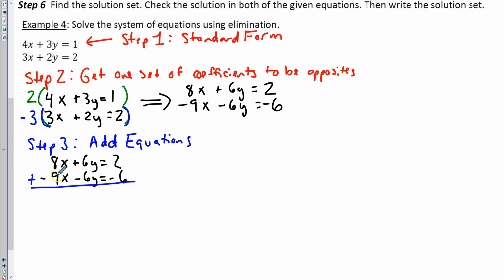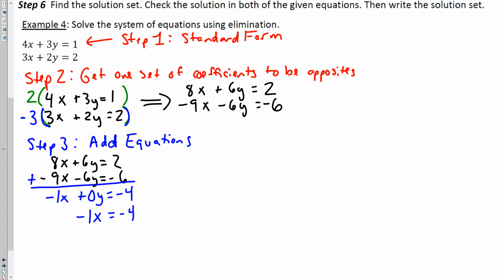So 8x added with a negative 9x is a negative 1x. 6y added with negative 6y is 0y. That's what we wanted to have happen, to have those variables cancel out. And 2 added with negative 6 is a negative 4. And so when it's all said and done, I have negative 1x equals negative 4.